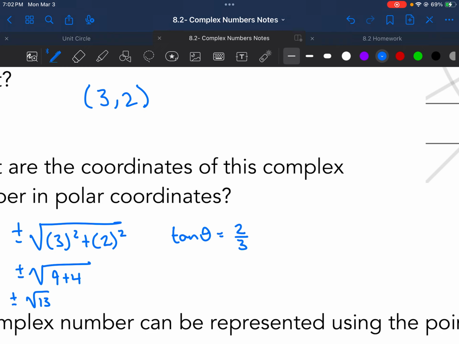And obviously, if you look on your unit circle, there's no angle with a tangent value of 2/3. So this is an example where we would go ahead and use a calculator. We would have theta equal the inverse tangent of 2/3. Okay, let's go ahead and throw this into a calculator. I'm going to open up Desmos on a separate screen, and let's go ahead and plug that in. 0.588 is what I'm getting.